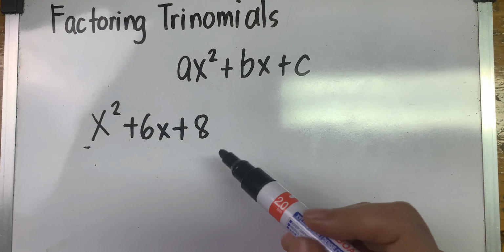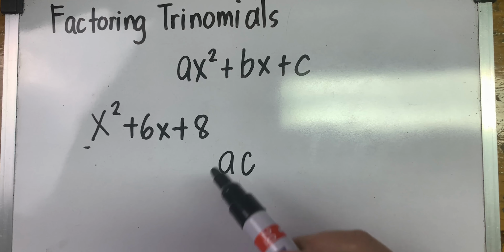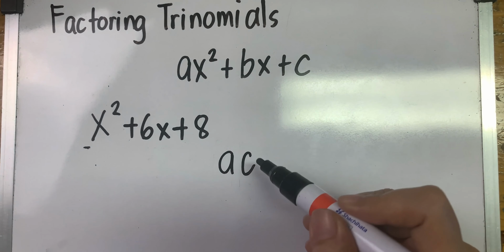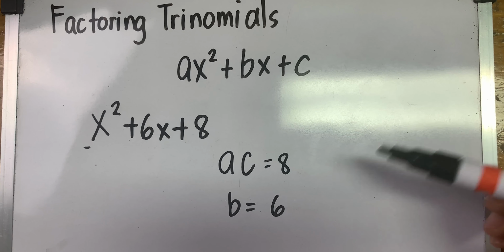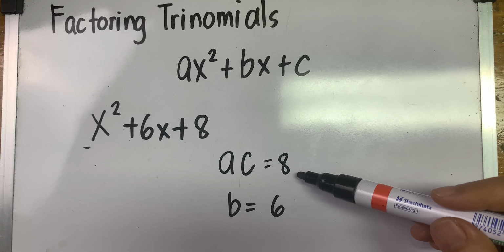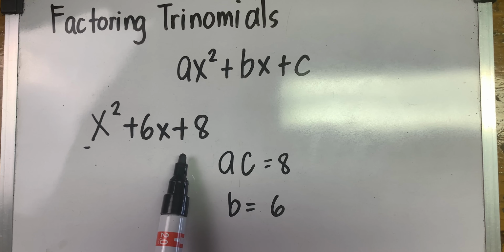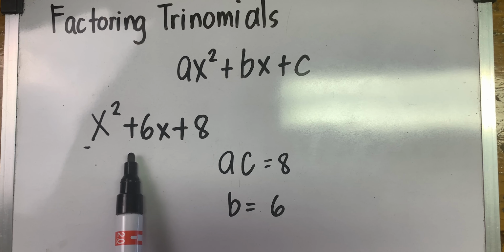So, first, kailangan nating makita ang product ng a and c, which is 1 times 8 is 8. And then our b is equal to 6. Okay. Hanapin natin yung factors ng 8. Okay, in this case, tingnan muna natin yung signs ng mga terms. Tingnan natin ang sign ng last term. It's positive. So kapag positive, tingnan natin yung sign ng middle term, positive din.